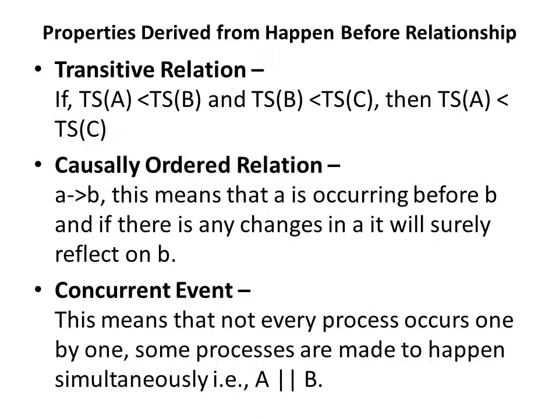Then coming to the third one, concurrent events. This means that not every process occurs one by one. Some processes are made to happen simultaneously. That is A parallel B. A and B occur parallelly or simultaneously.